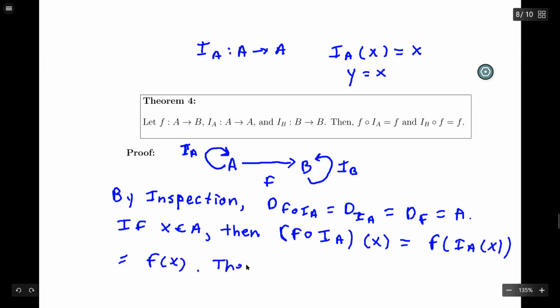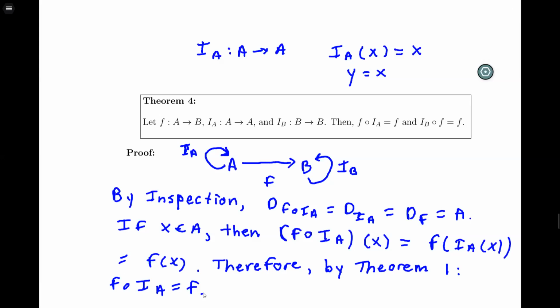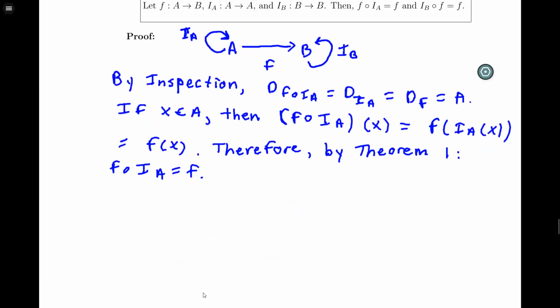So therefore, by Theorem 1, f compose I sub A is equal to f. They both have the same domain, and they both have the same evaluation points in the range. So the functions are defined to be equal by Theorem 1. Now we're going to show that I sub B compose f is equal to f.